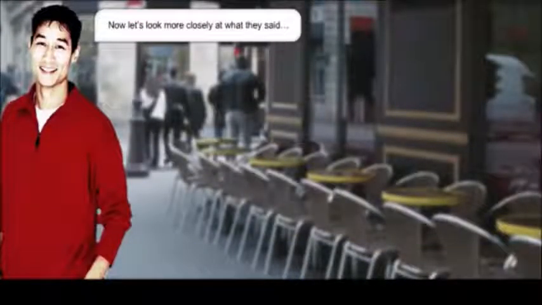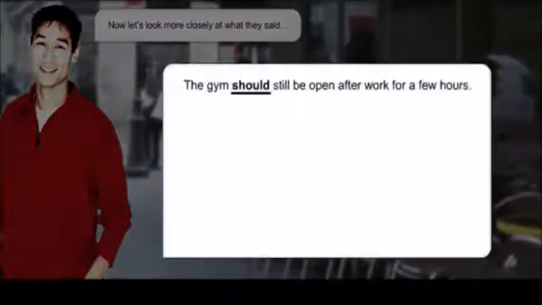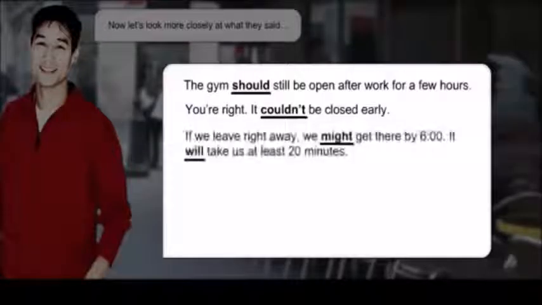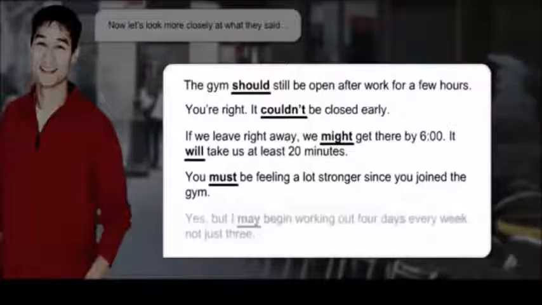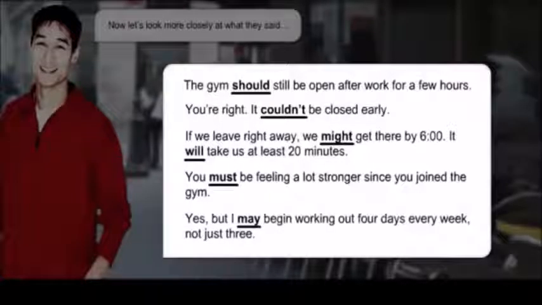Now, let's look more closely at what they said. The gym should still be open after work for a few hours. You're right. It couldn't be closed early. If we leave right away, we might get there by 6. It will take us at least 20 minutes. You must be feeling a lot stronger since you joined the gym. Yes, but I may begin working out 4 days every week, not just 3.